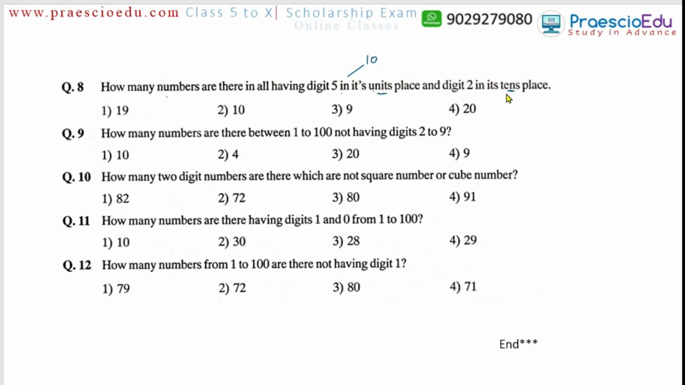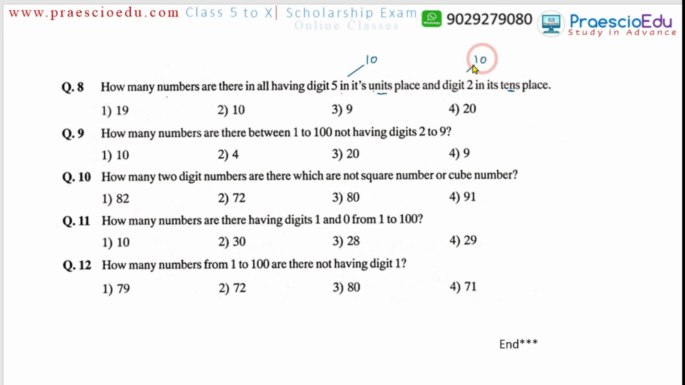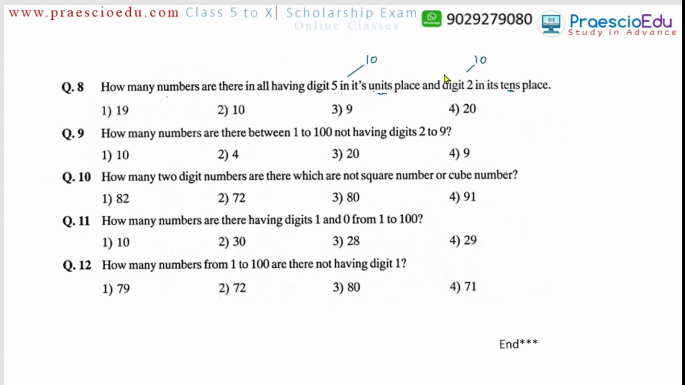For the digit 2 in its tens place, only related to the tens, means from 20 to 29. So these are the 10 countings. But if you see, 5 is counted at 25 and 2 is also counted for 25, means this number is counted 2 times. So we have to consider 9 either here or here. So instead of this 10 we will consider 9 here. So 10 plus 9 comes to 19. So the answer 19 is the correct one.